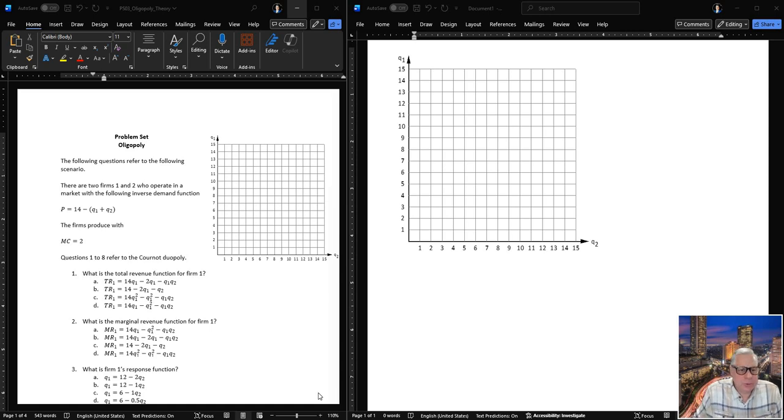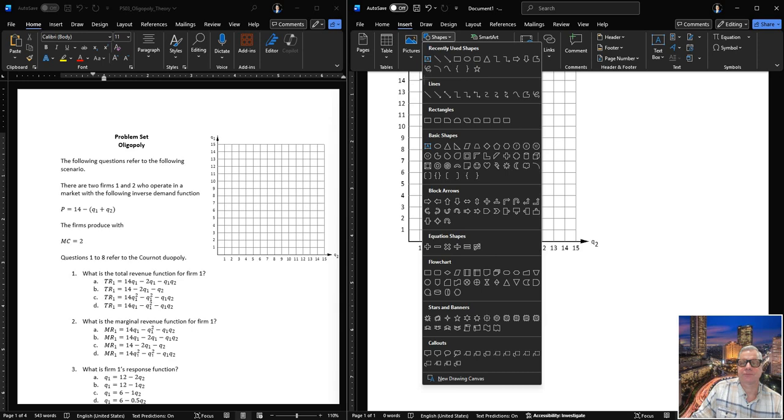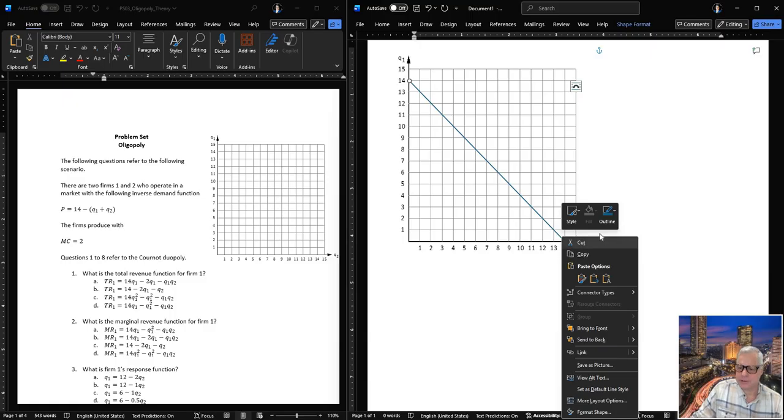Okay, so let's review a little bit of oligopoly theory and do a problem set with some actual numbers rather than letters in algebra. So we have an inverse demand function which is 14 minus (q1 plus q2). So the intercept is 14 and the slope is an invisible 1. So I'll just draw that here, the inverse demand function. So that goes from 14 to 14. So that would be the demand function.